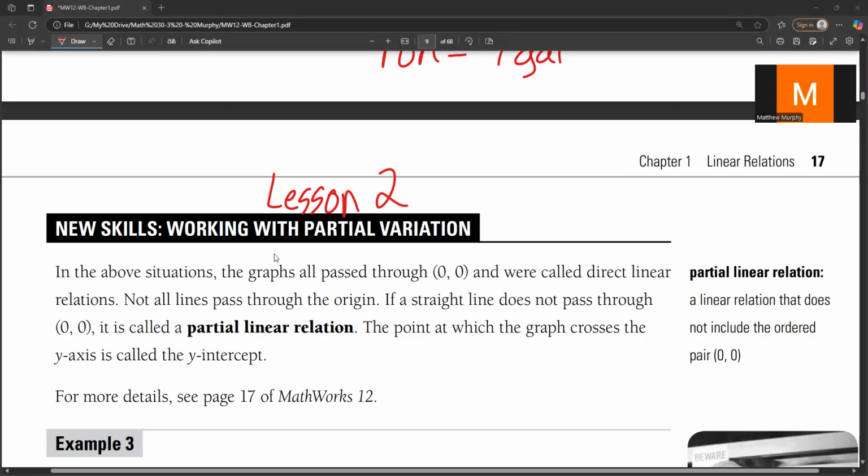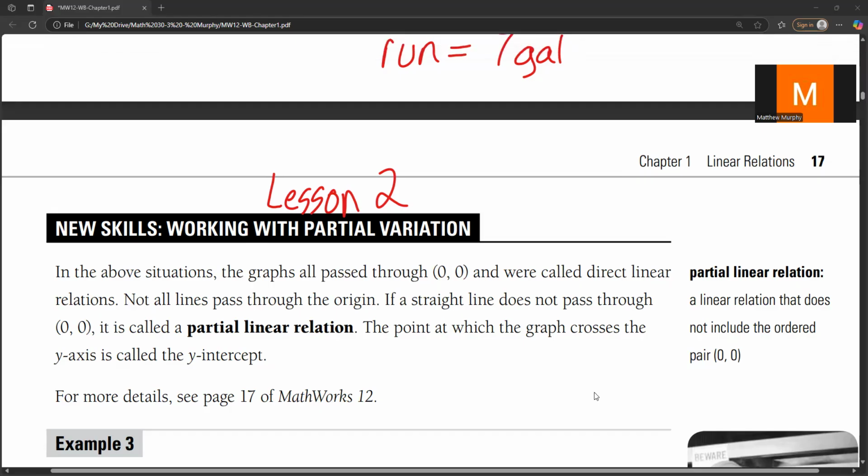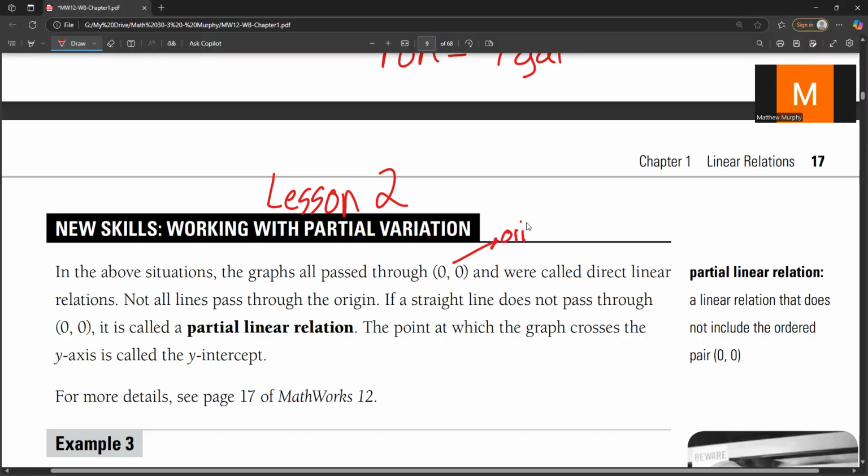So in the above situations that we had last time, the graphs all pass through 0 and 0. Another word for that can be origin. If you ever see that word, if someone says the graph passes through the origin, they were called direct linear relations because of that.